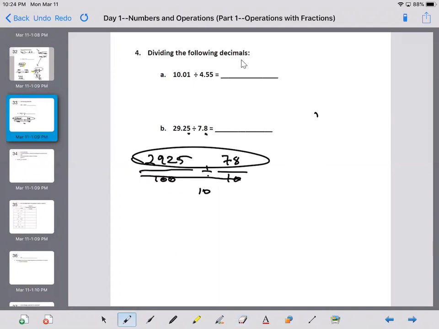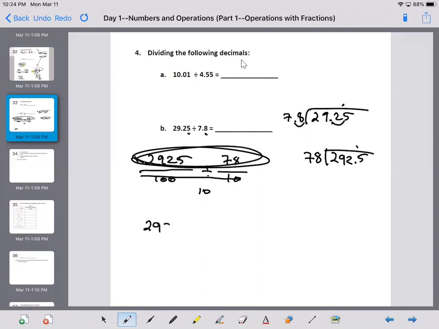So if we start out at 29 and 25 hundredths divided by 7 and 8 tenths, I move the decimal point 1 to the right, 1 to the right. So that's going to give me 292.5 divided by 78. Either way, I'm going to have to divide my answer in the end. So if I take this approach here and take 2,925 and divide by 78, well, I'm going to get 30 something.